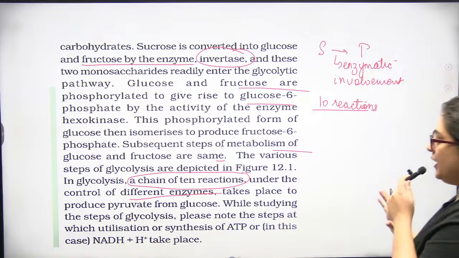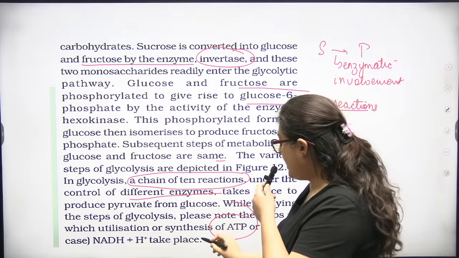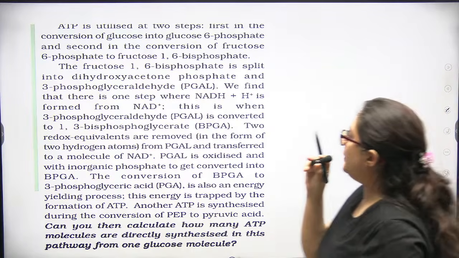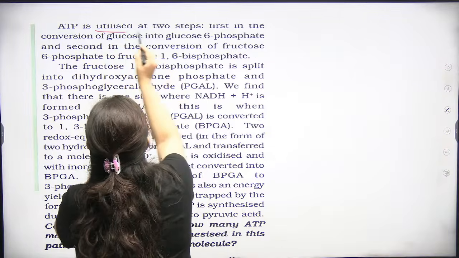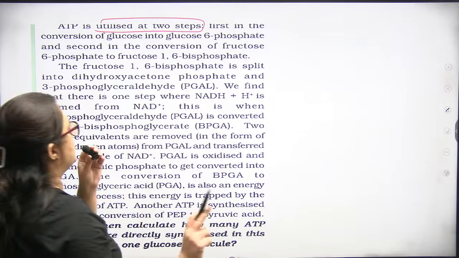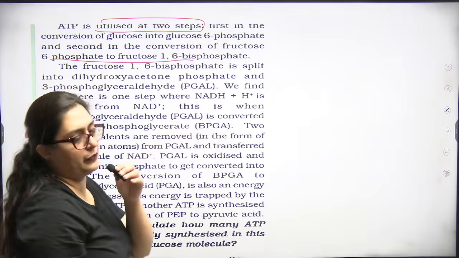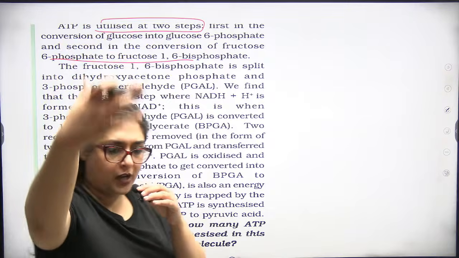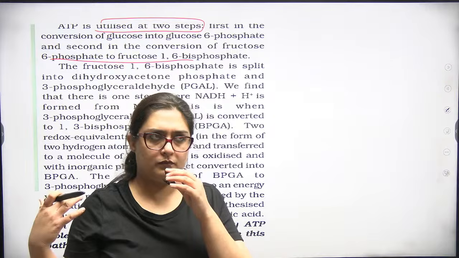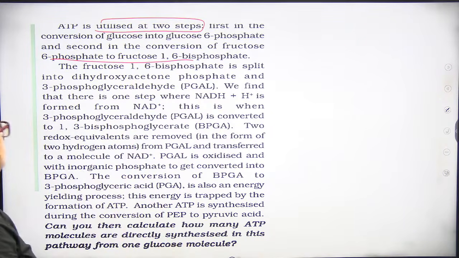Now in each and every step, ATP is released, as well as NADH plus H plus. Now ATP utilization occurs at two steps: first in the conversion of glucose into glucose 6 phosphate, and in the conversion of fructose 6 phosphate to fructose 1,6 bisphosphate. Among these 10 reactions of glycolysis, in some part ATP is utilized, in some part ATP is released.